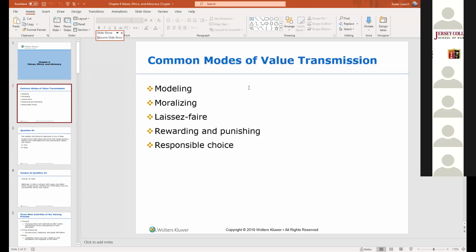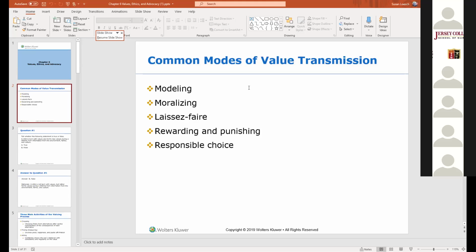Okay, so this is chapter 6. This really talks about values, ethics, advocacy. Advocacy is when you help protect or support someone else, or their rights. Modeling is when we engage in a behavior that we want other people to also engage in, so we model for them.